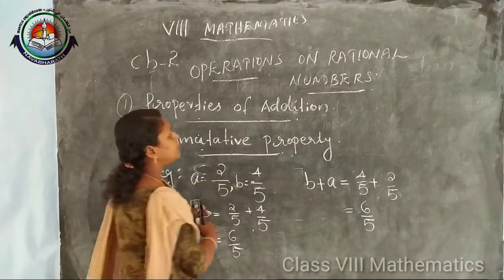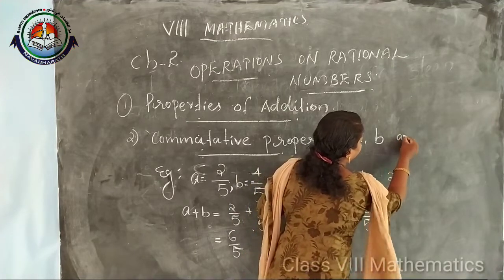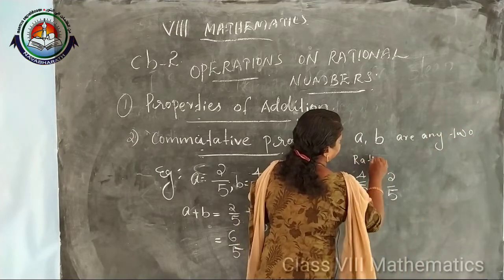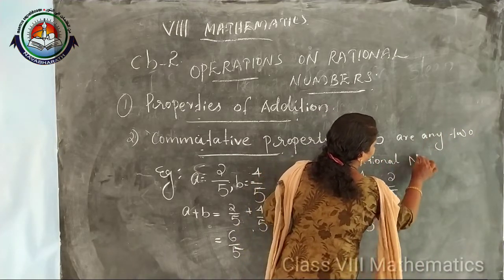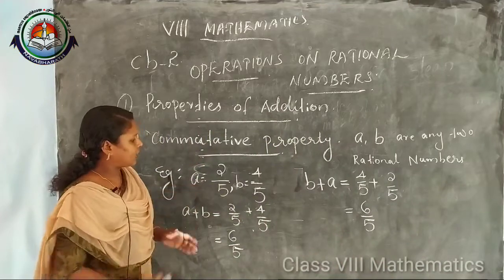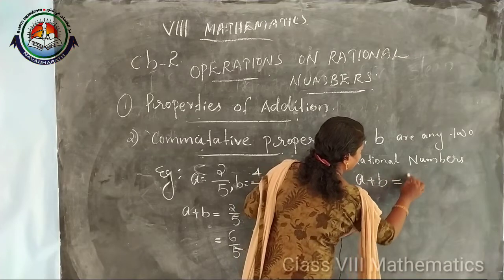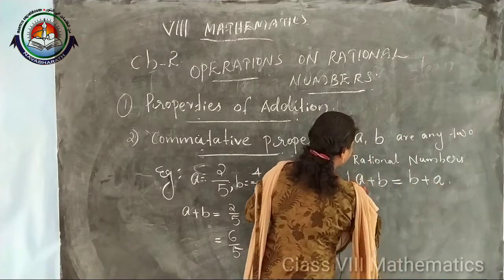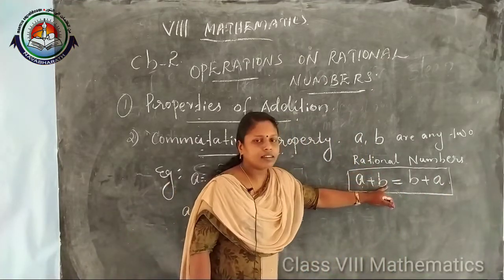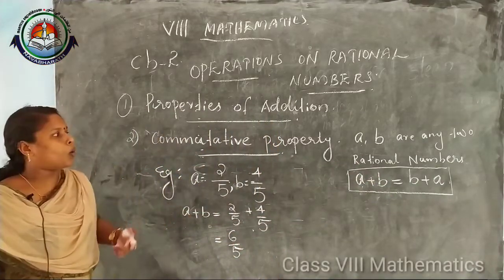So we can say that if A and B are any two rational numbers, then A plus B equals B plus A. That is the commutative property. A is a rational number, B is another rational number. Then we can add two rational numbers in any order.